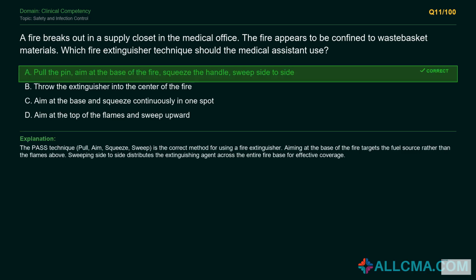The correct answer is A. The PASS technique, pull, aim, squeeze, sweep, is the correct method for using a fire extinguisher. Aiming at the base of the fire targets the fuel source rather than the flames above. Sweeping side to side distributes the extinguishing agent across the entire fire base for effective coverage.